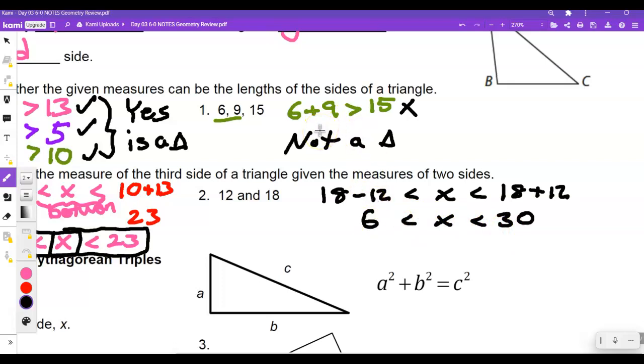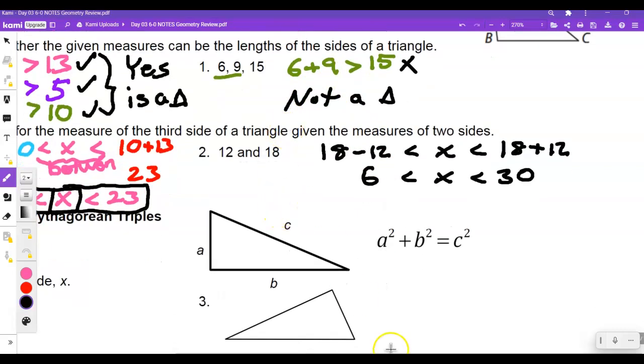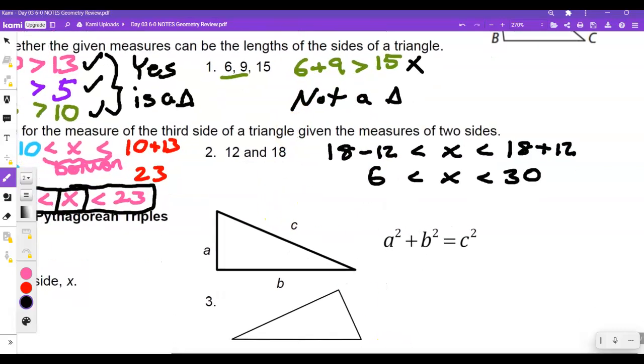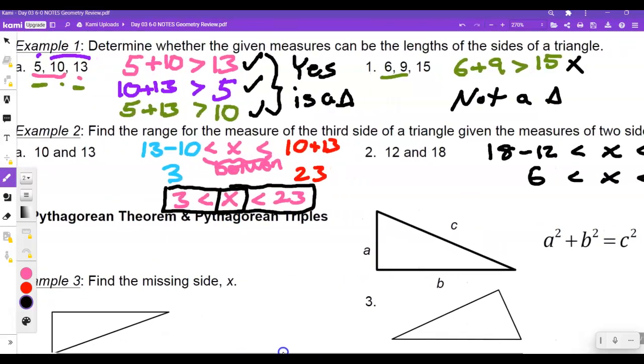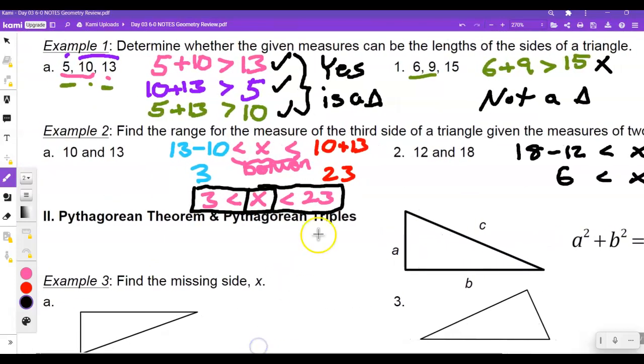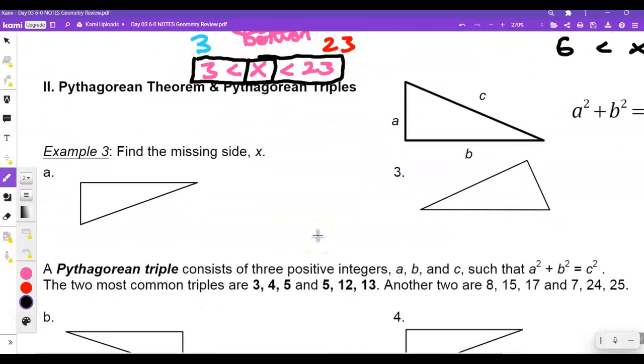Alright, so that's the first part, just kind of going over triangle inequality, just what can physically make a triangle and what cannot. Next we're just going to do a little review for Pythagorean Theorem. Just to ease into it, let me give you a few numbers.